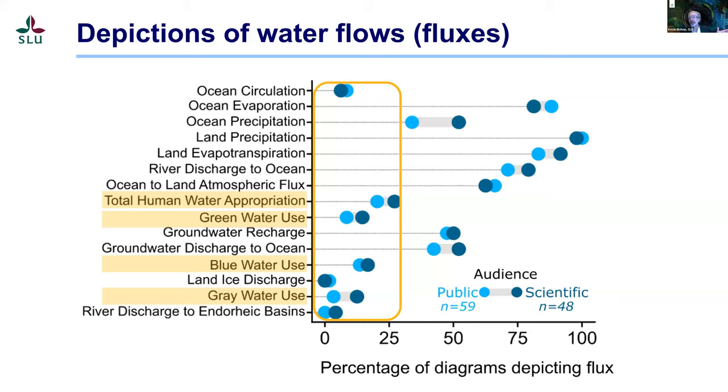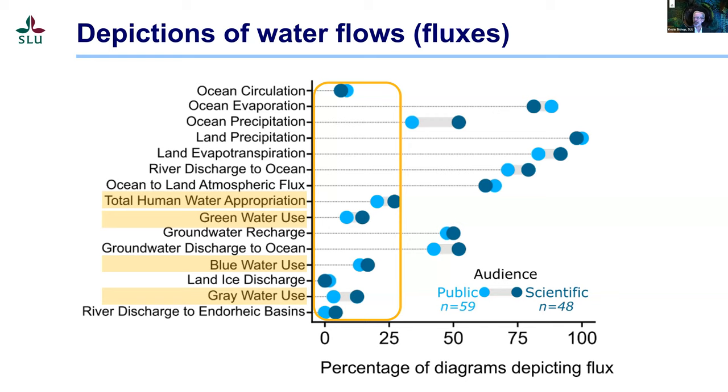Flows or fluxes that you see in these diagrams, and things like human water appropriation, green water use, blue water use, they're missing in 8 or 9 out of 10 of the diagrams. And it's not just the diagrams that are simplified for the public, but even the diagrams that scientists are showing to each other, people are missing.